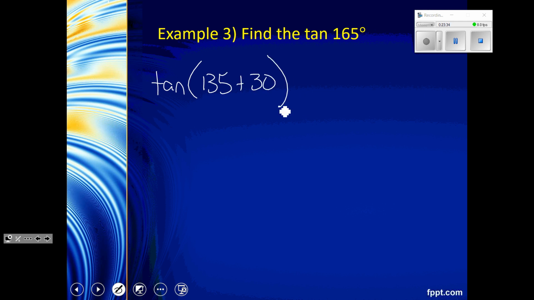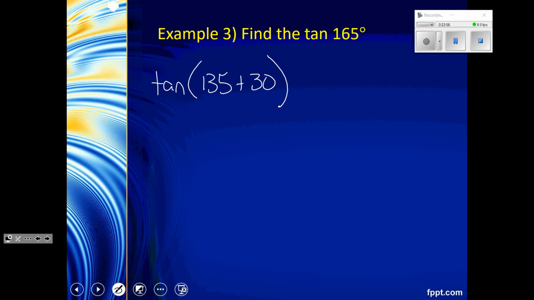Okay, so I'm going to hit pause for a second. I want you to take a minute and go through this. Do what I just did, but do it with different numbers. Got it? All right, so we're going to look at now doing it a different way.